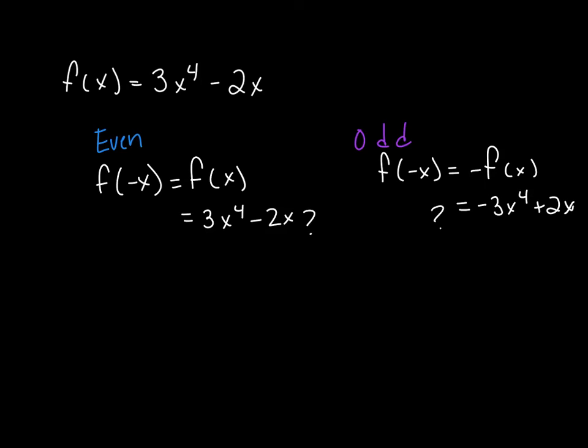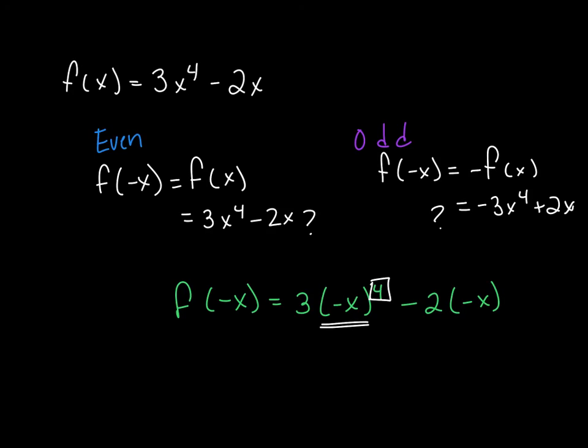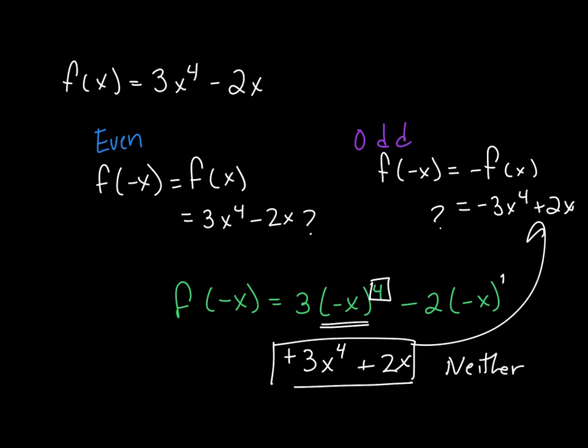So if I go through and take f and replace negative x everywhere I have that, what happens? And you can probably figure out what the pattern is now. Whenever negative x is being raised to an even power, it stays the same. So that's going to stay a positive 3x to the fourth. When x is being raised to an odd power, that changes the value. This matches neither the odd nor the even function.